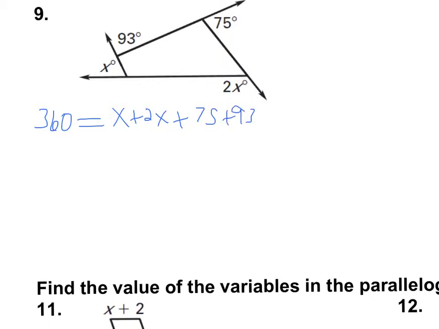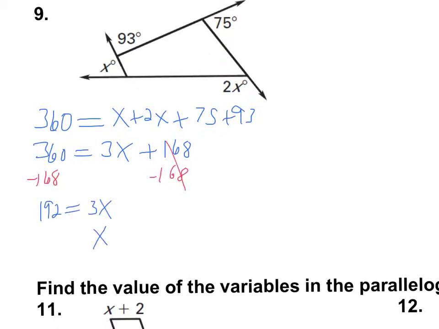I find it helpful to add them up either going clockwise or counterclockwise, either one. So let's see here. We'll have 360 equals 3x, and then 75 plus 93 is 168. So then we'll subtract 168 from each side, and you get 192. And then divide by 3, and you get 64. So x has to equal 64 in this case.